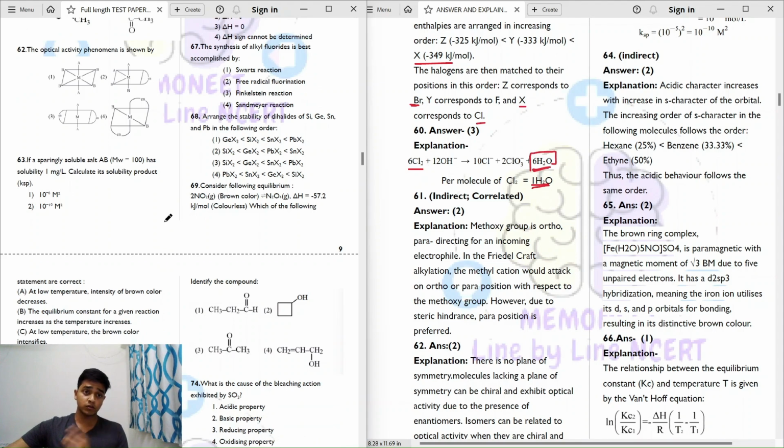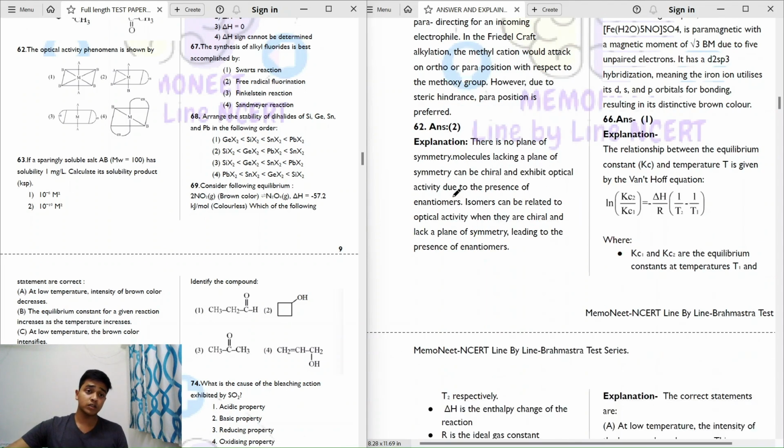Okay. So I'll start with question number 62. The question number 62 says the optical activity phenomenon is shown by... I have four different compounds, okay, and we have a metal in the center, and it is forming bonds with A, B, and an ethylene diamine ligand as well.